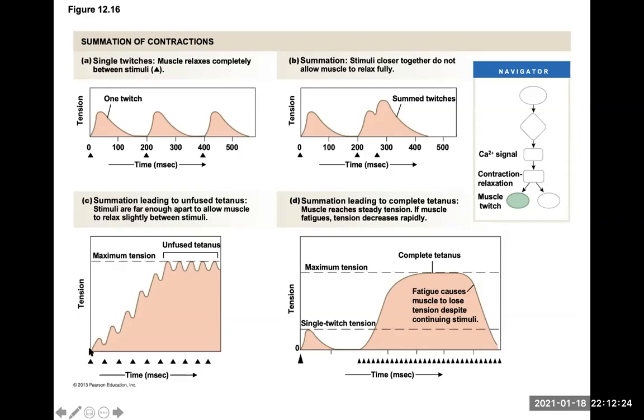If you go down to the next one, the summation leads to tetanus. There's a video I can show you guys on this. I'll probably post it for you guys on Canvas, but basically what's happening here is the contractions are happening so close to each other that the muscle is never having enough time to relax completely. So you're building on tension until you hit maximal tetanus, that we would also call complete tetanus, at which point there is no relaxation happening at all and you just see complete contraction. After a while, obviously fatigue will take place and then the muscles will relax.